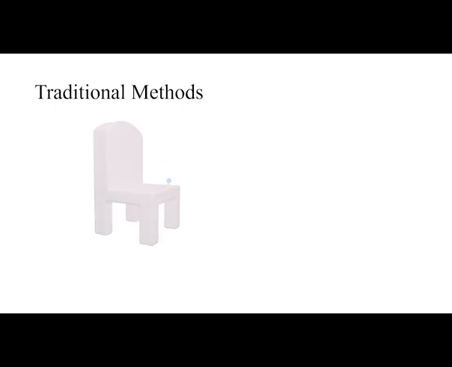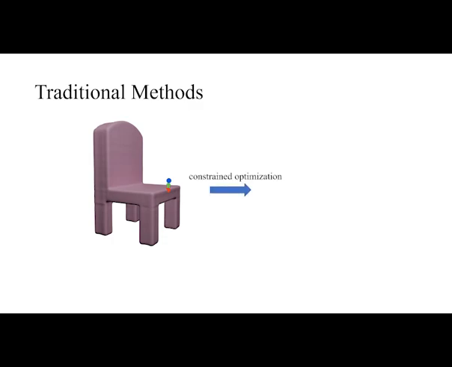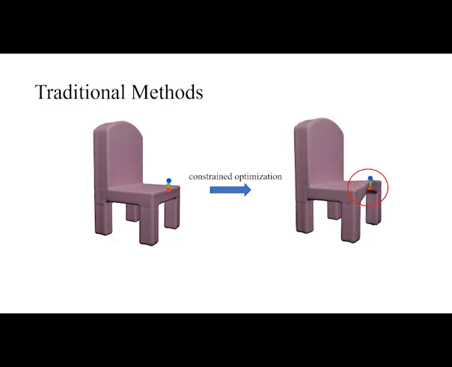Traditional methods typically treat shape editing as a constrained optimization problem. However, these methods often lead to the generation of unrealistic shapes due to their lack of comprehensive semantic understanding of the object.